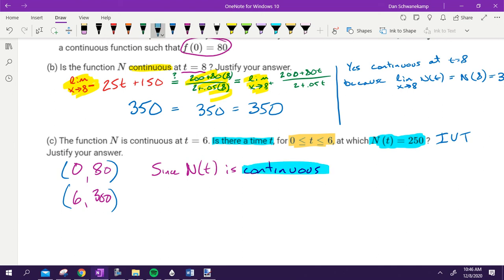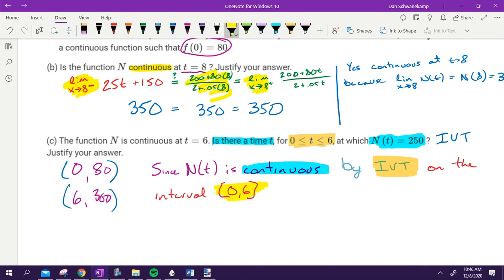Jesse, what else did you put? By IVT. We have to say the thing we're using. So by IVT. Boom. Got 2. What else, Max? On the interval 0 to 6. Great. There's the next thing I needed, which was an interval.